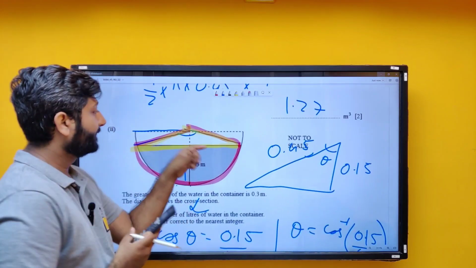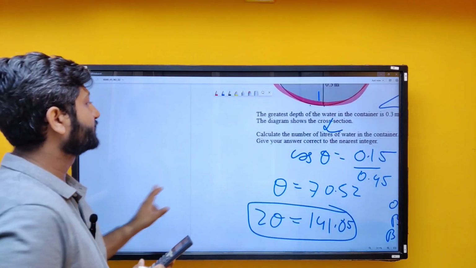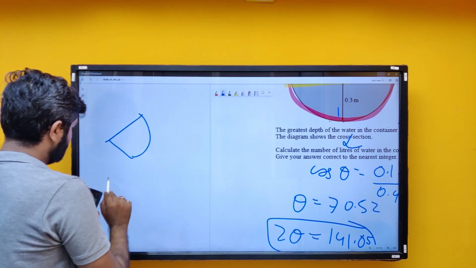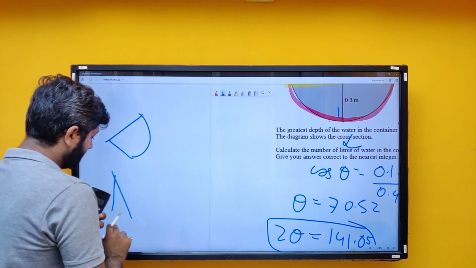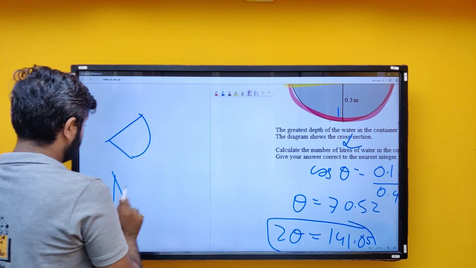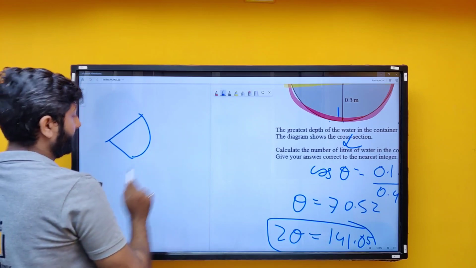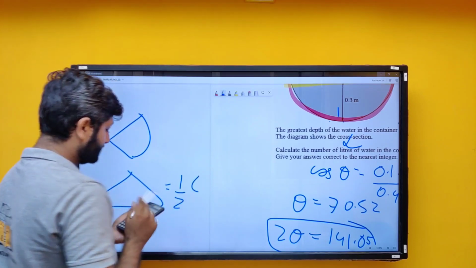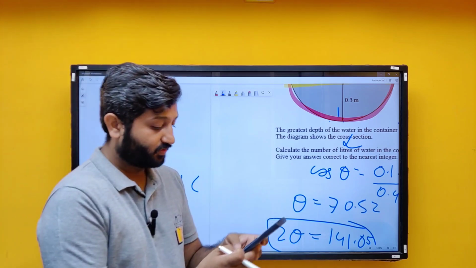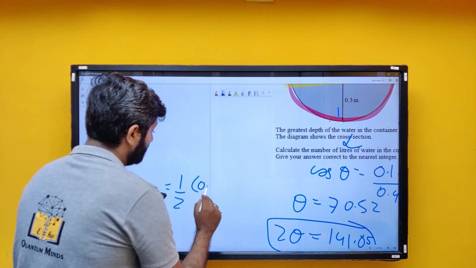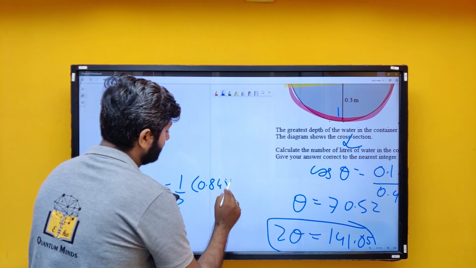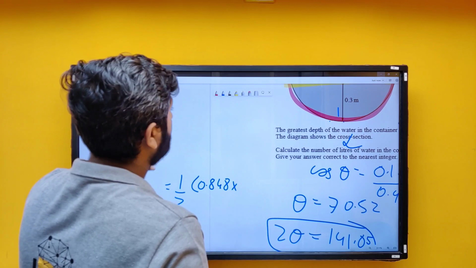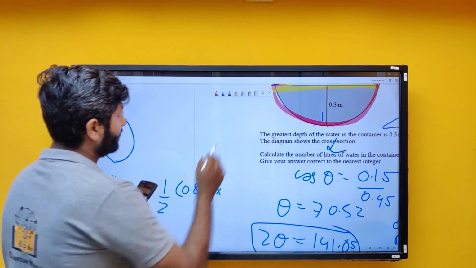Right, now this is my triangle. So now what I am supposed to do is subtract the area of the triangle from the area of the sector. Let me do it here. The area of the triangle is half base. The base is twice of 0.424, which is 0.848, into height. Height is 0.15.